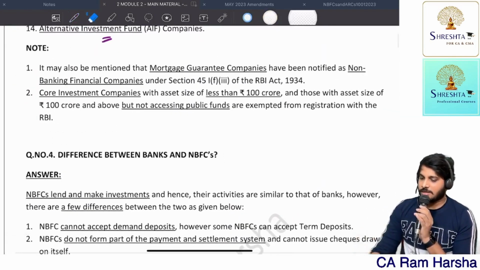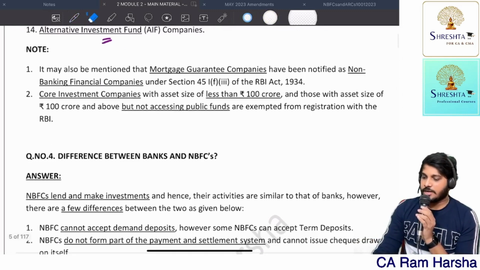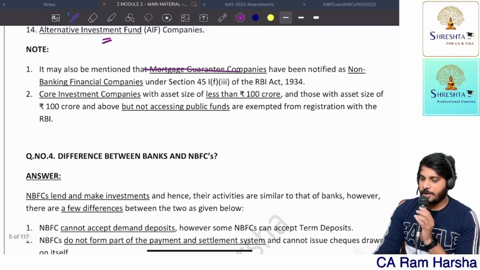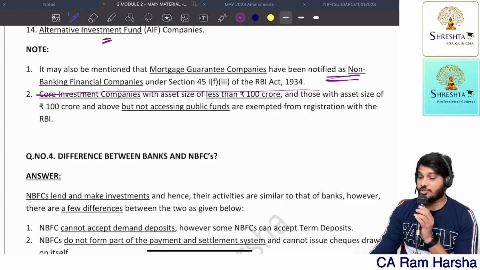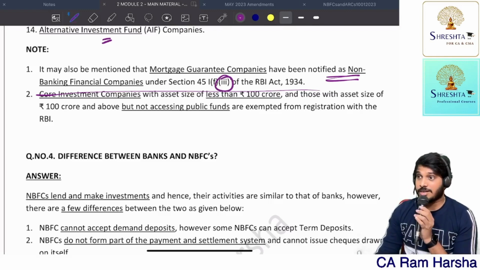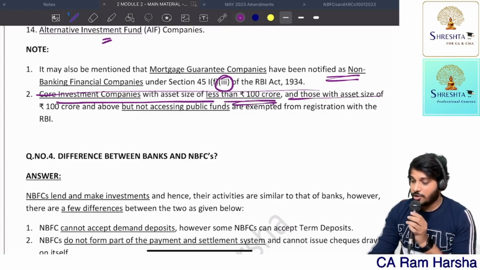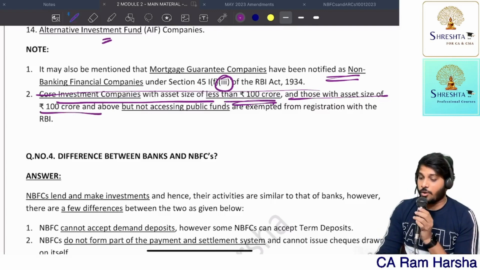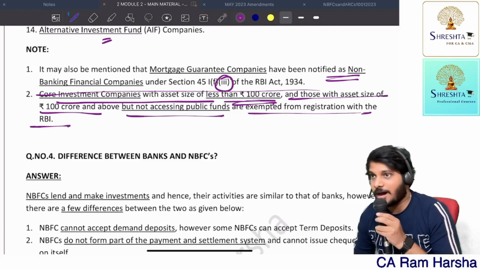And please note that it is mentioned that mortgage guarantee companies have been notified as NBFCs under the declared list. Core investment companies with asset size less than 100 crore, and those with asset size 100 crore and above not accessing public funds, are exempted from registration with the RBI.